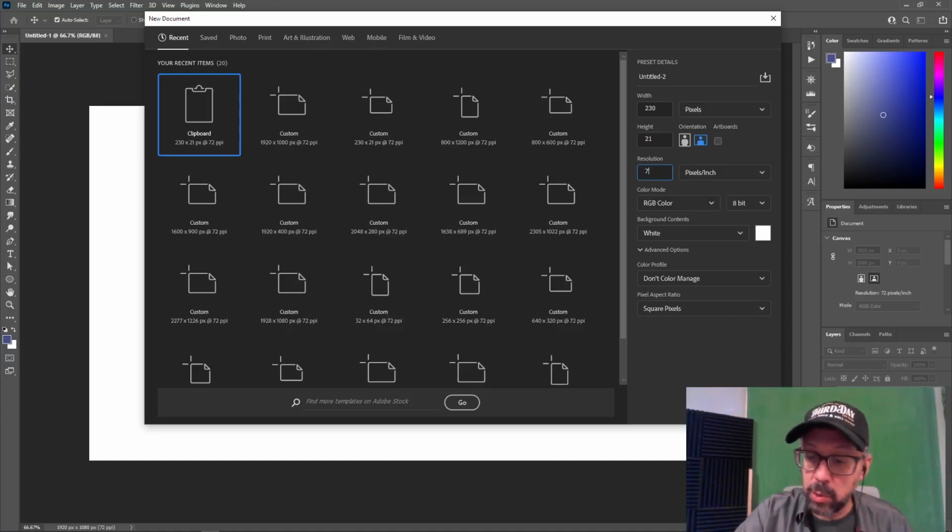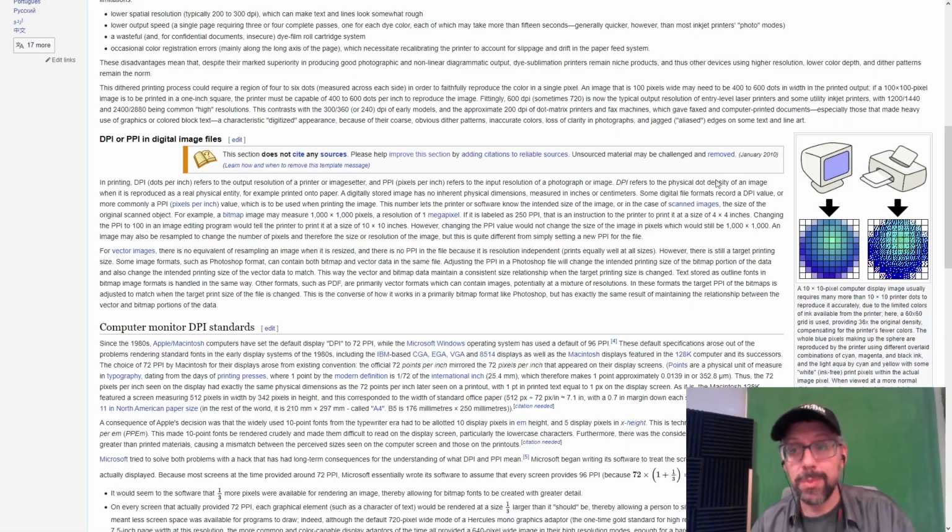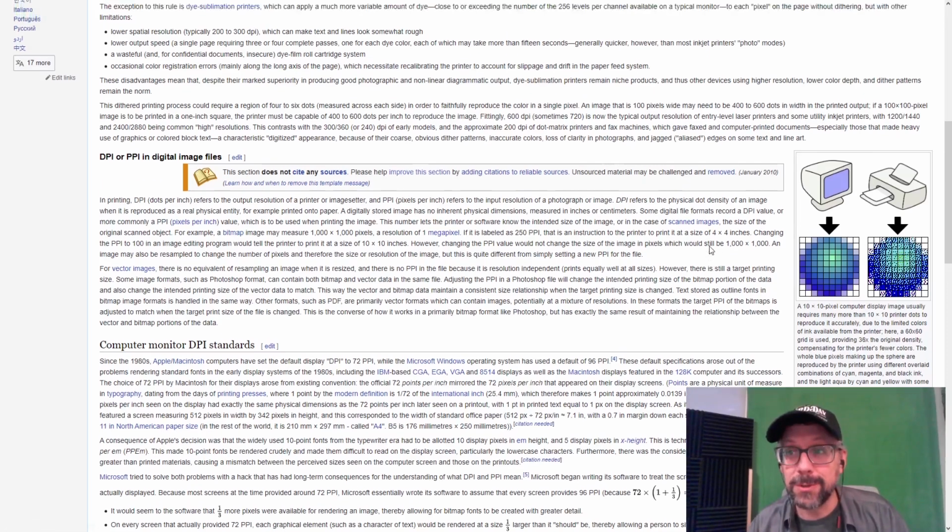If you're at 72, which is the common web standard, you're talking about the web universe, and that's when we're dealing with pixels, every pixel per inch. After you hit print, the computer is going to take all of those pixels, and it's going to translate that number, your PPI, into how many DPI, dots per inch, it can actually print realistically.